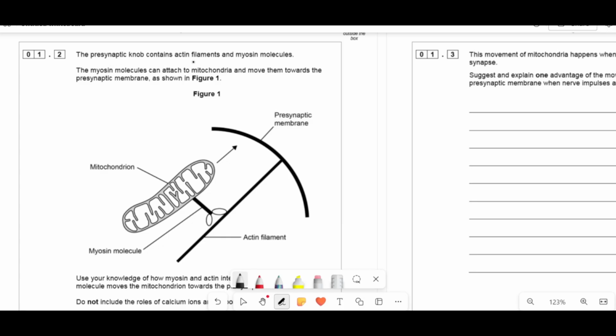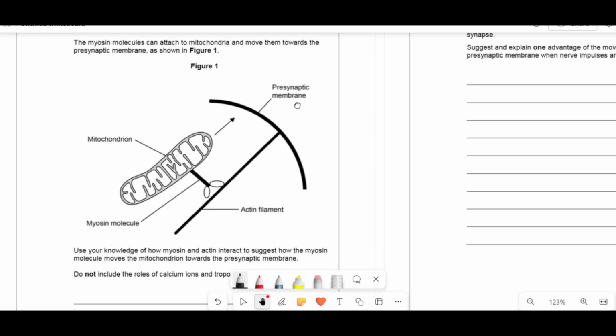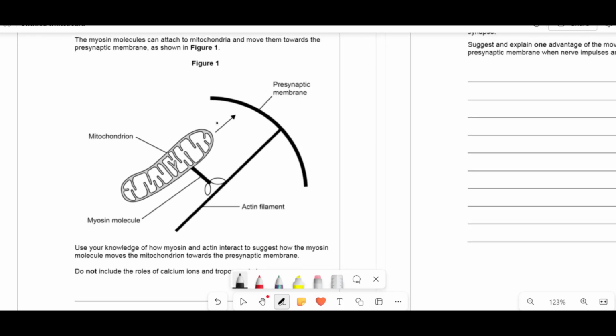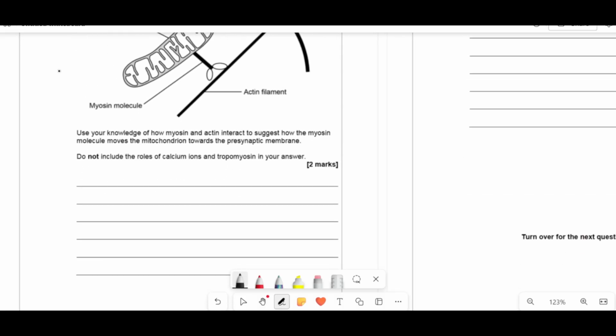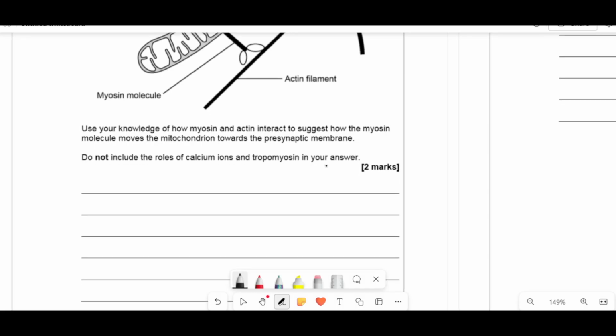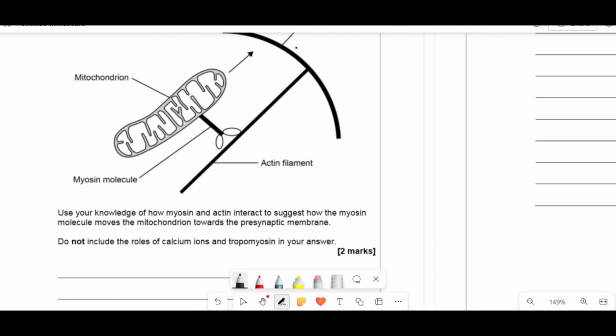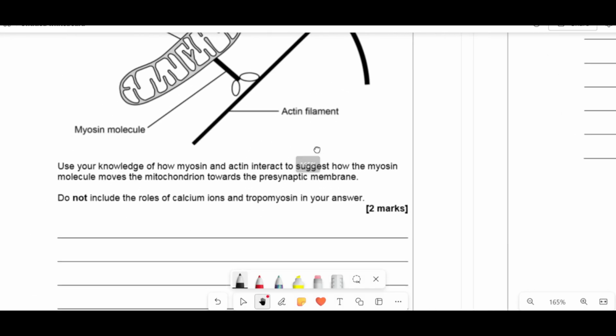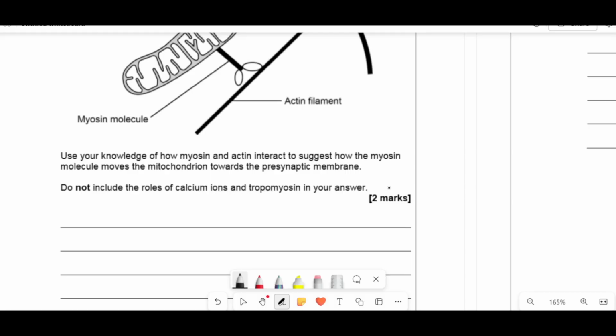The presynaptic knob contains actin filaments and myosin molecules. The myosin molecules can attach to mitochondria and move them towards the presynaptic membrane as shown here. In this diagram, we can see a mitochondrion. There's a myosin fixed to it, and for some reason that can make it move this way towards the presynaptic membrane, and we have an actin filament. It says, use your knowledge of how actin and myosin interact to suggest how the myosin molecule moves this mitochondrion towards the presynaptic membrane. It says, do not talk about calcium ions and tropomyosin in your answer.